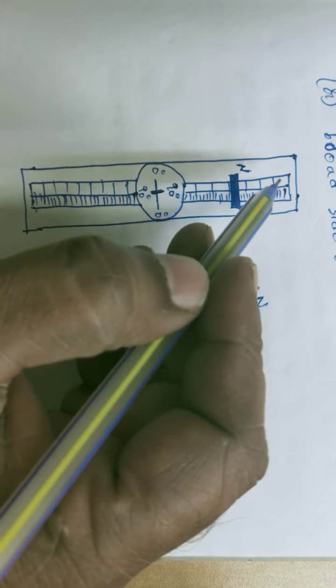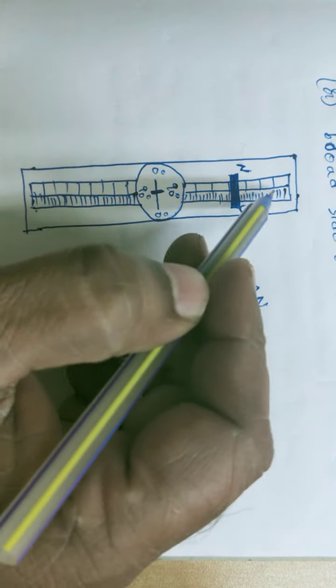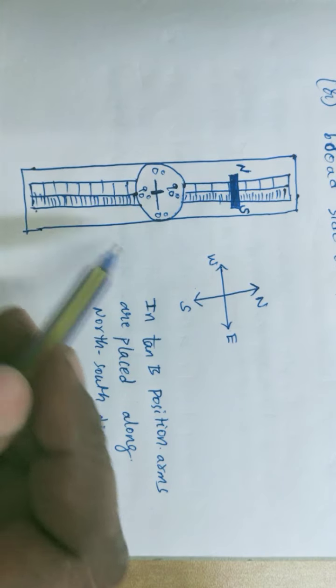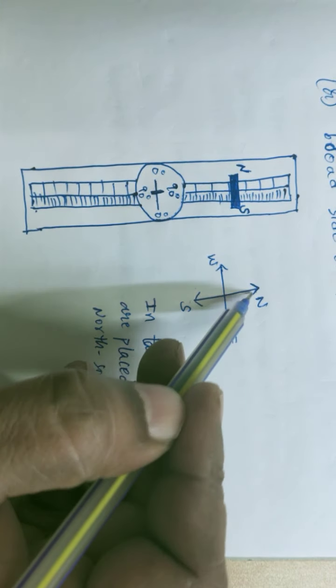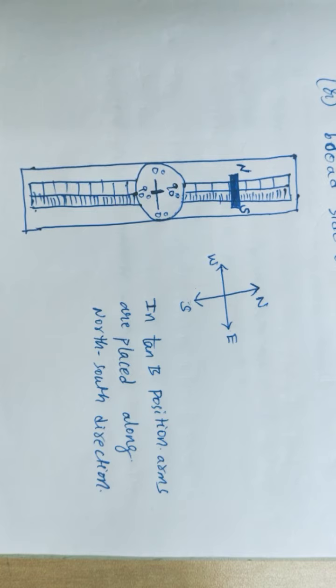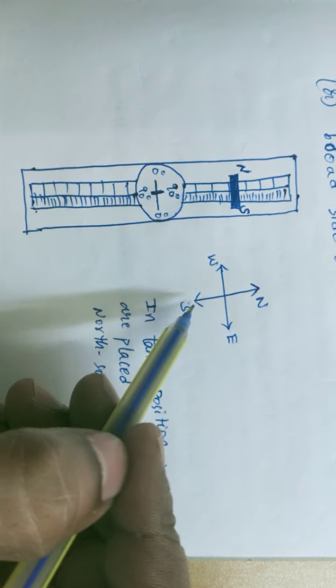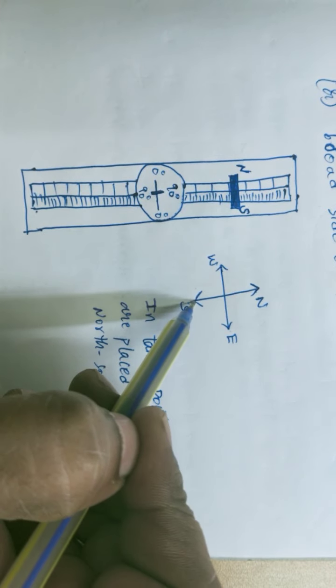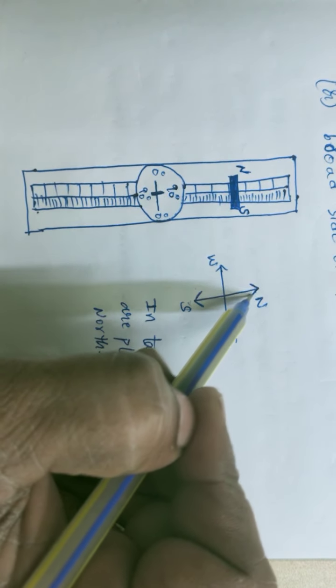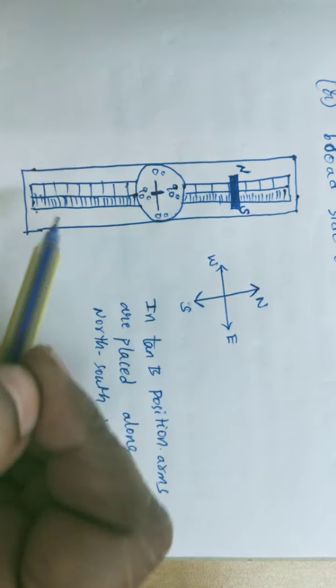So here these are the arms of the board. These two arms of the board are in which direction? North-south direction is present. So the arms are placed along the north-south direction of the earth, or otherwise the geographical north-south direction.